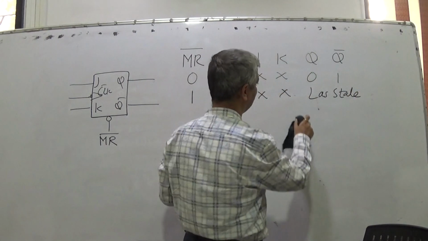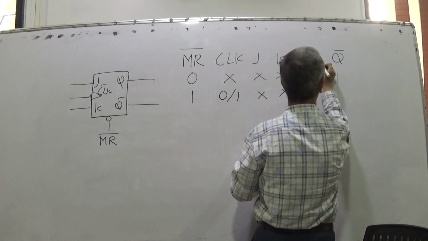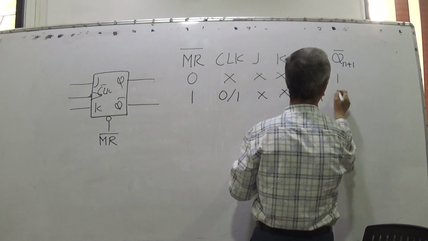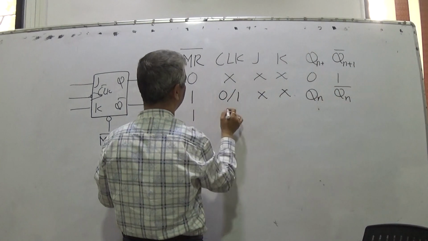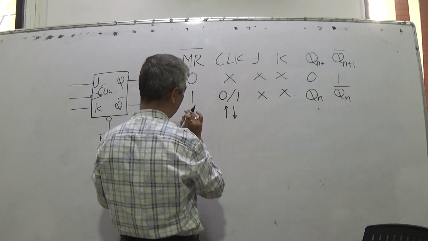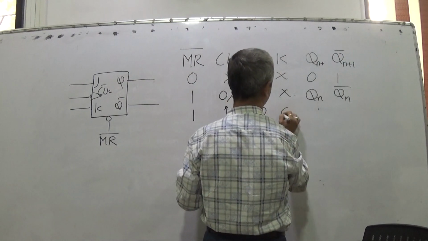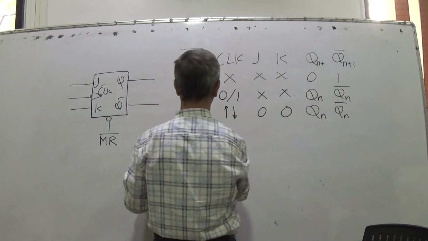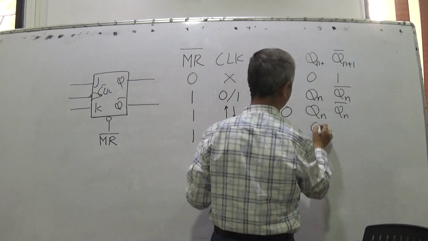Or to indicate last state, you write it as next state, Qn plus 1, Q bar n plus 1, and it is written as Qn and Qn bar. So last state, when this is 1, this is going up and then going down. Means when master is not active, clock pulse is given. That time if J and K are 0, 0, last state is maintained, Qn bar. If 1, clock going high and low, 0, 1, it is 0.